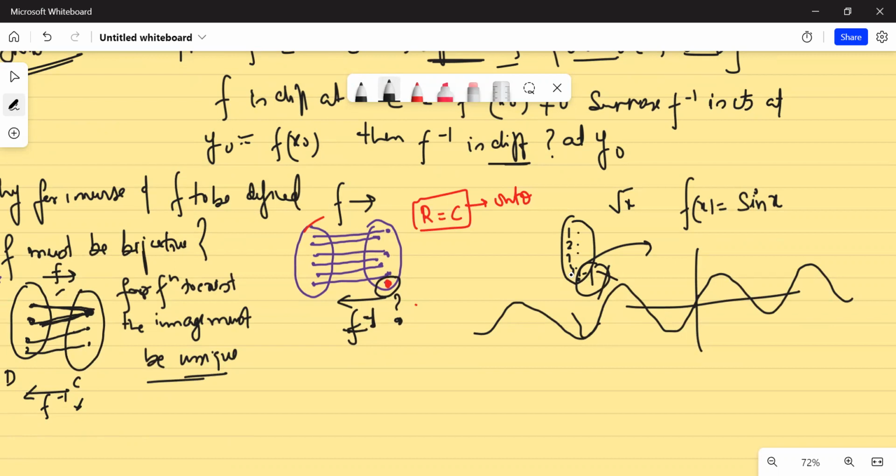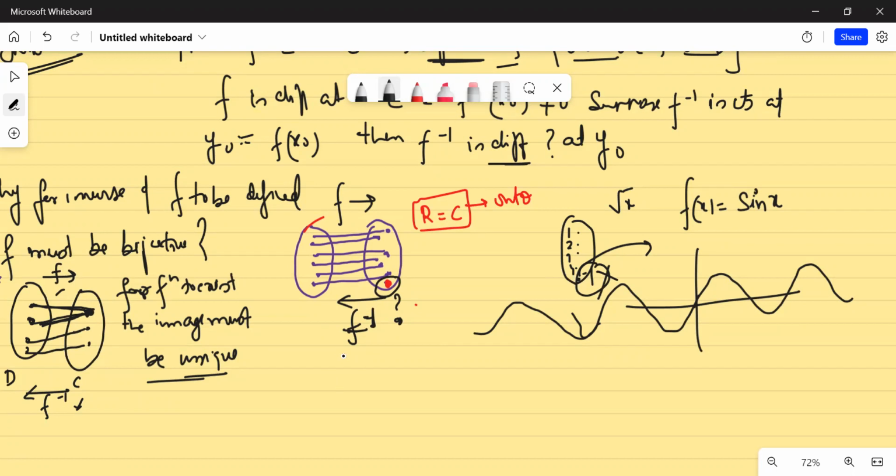Right? If I ask what would be f of pi by 2, you would instantly say 1. Now what is f of 5 pi by 2? Instantly you say 1. What is f of 3 pi by 2? You'd instantly say minus 1. Now if I say what would be f of 7 pi by 2, you'd instantly say minus 1.